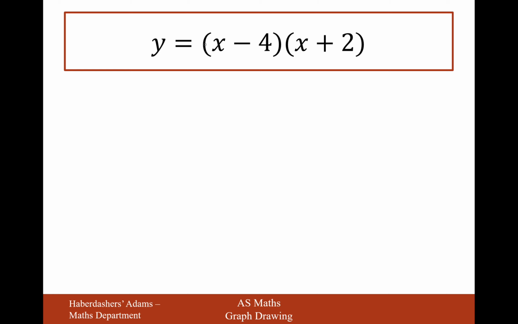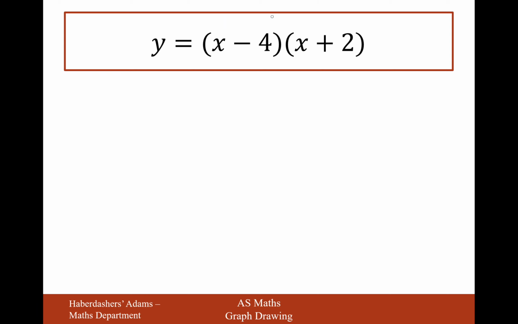Let's dive right into it. We've got y equals (x minus 4)(x plus 2). What you might sometimes get is the pre-factorized version. You might have to factorize it to get this, but it's really easy to draw a graph once you've got this equation here. Let's first look at what type of graph it will be.